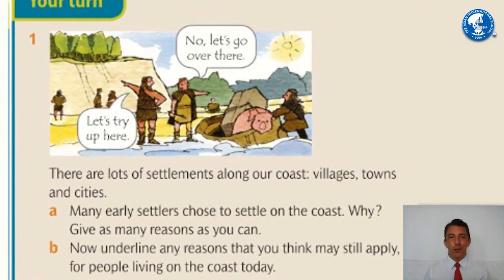So this picture shows some of our early ancestors choosing where they're going to live. There are lots of settlements along our coast: villages, towns, and cities. Many early settlers chose to settle on the coast. Why? Give as many reasons as you can.